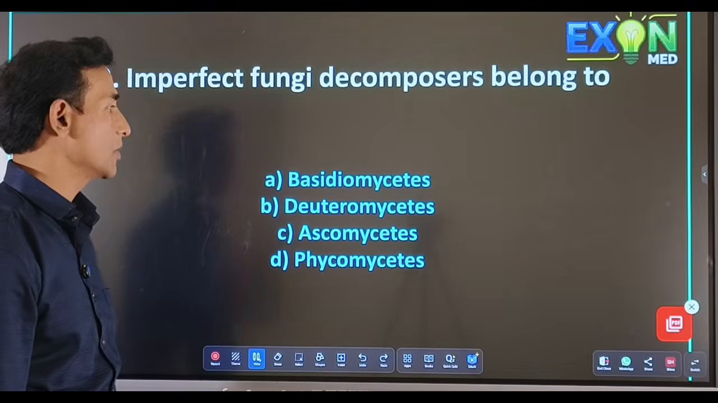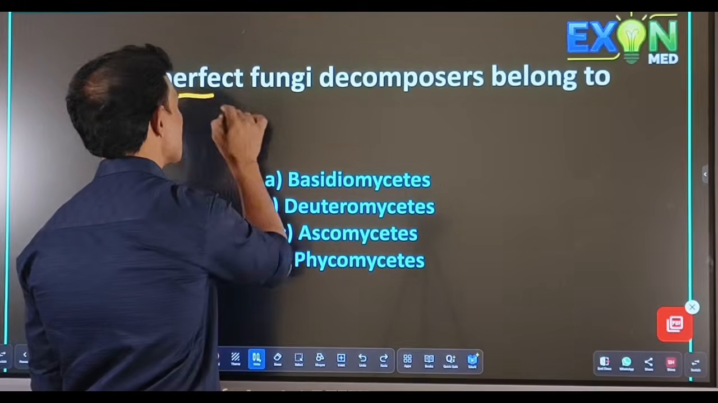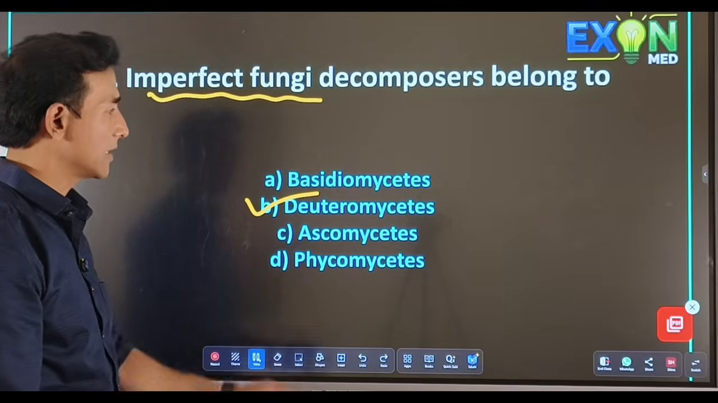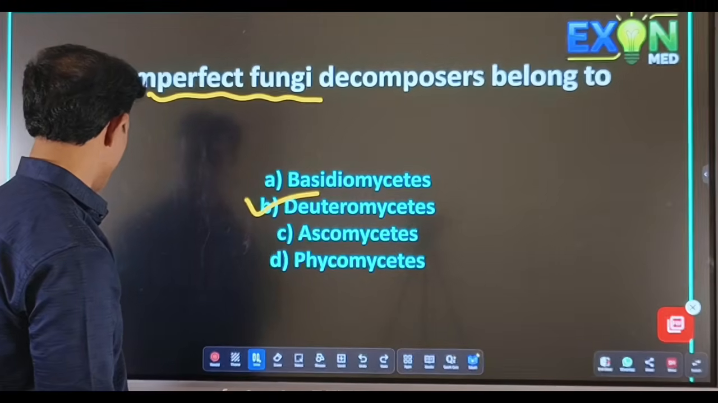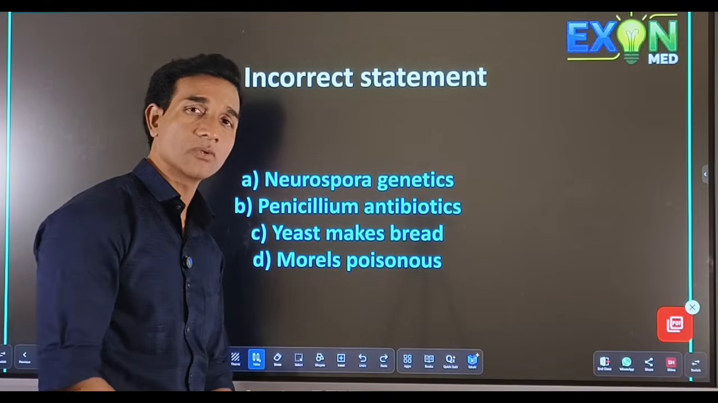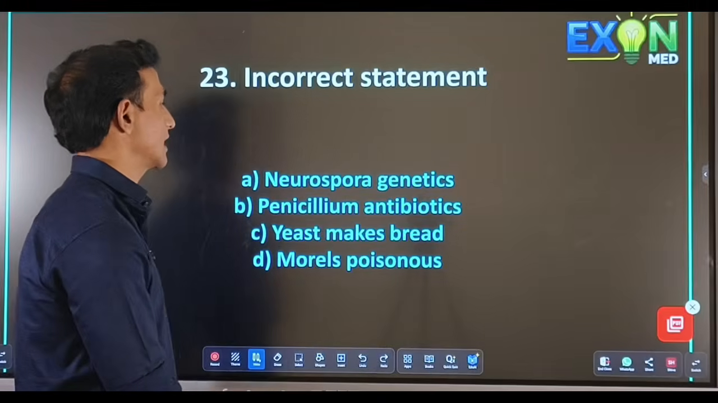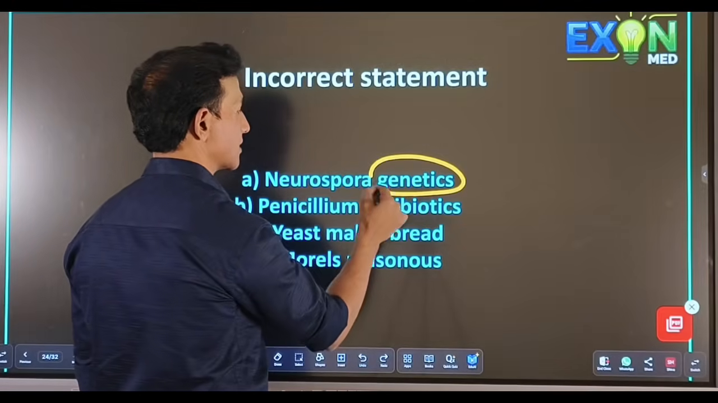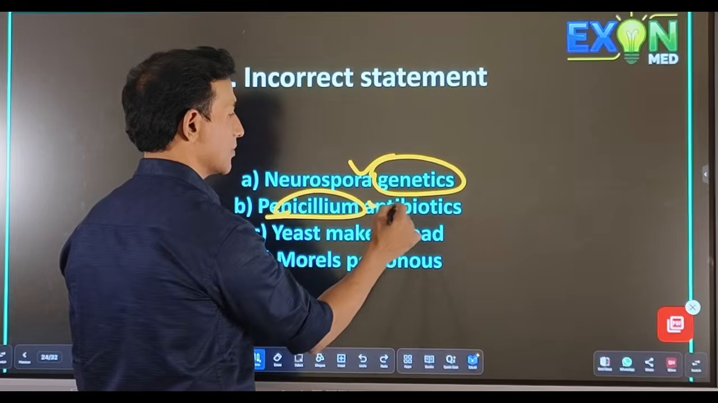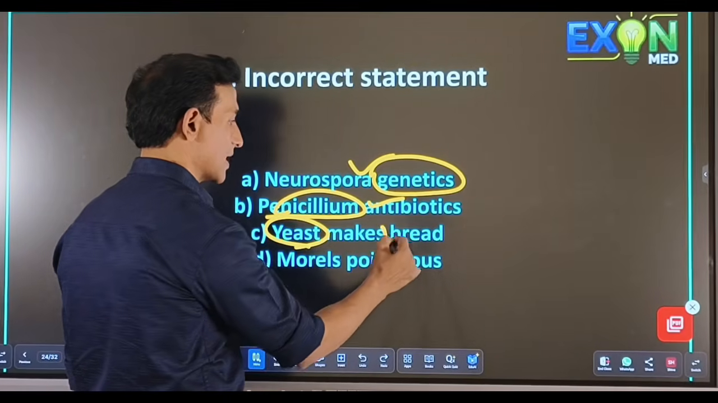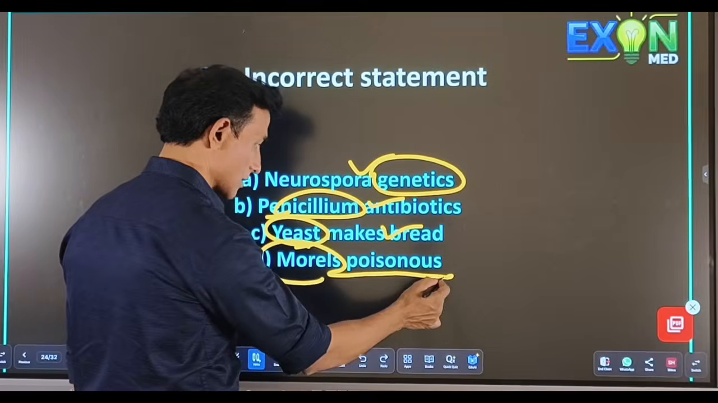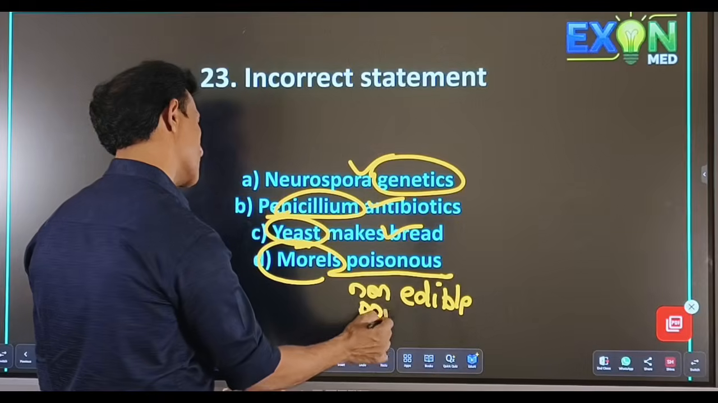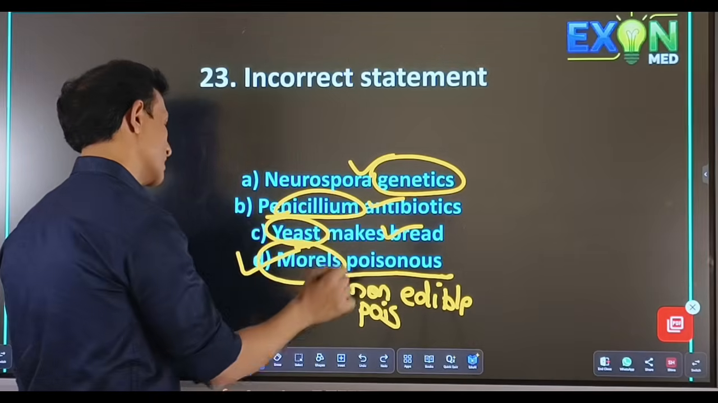Imperfect fungi decomposers belong to. The fungi which are called imperfect are Deuteromycetes. They are the decomposers, and they are called imperfect because they don't have a sexual stage properly. Now the incorrect statement. Neurospora is used in genetic studies. Yes, it's correct. Penicillium is used in producing antibiotics. Correct. Yeast is used in making bread. Correct. Morels are poisonous. They are non-poisonous, they are edible. Hence, the incorrect statement is D.